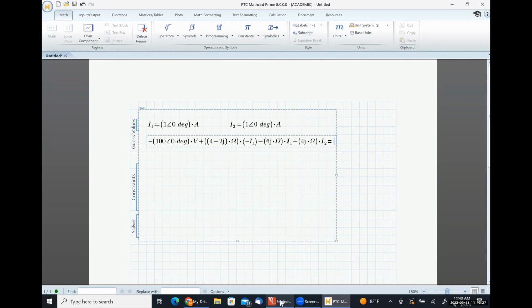And then plus J4 times I2. All right, any other mistakes in this? Minus J2 ohms times negative I1 minus J6 ohms times I1.